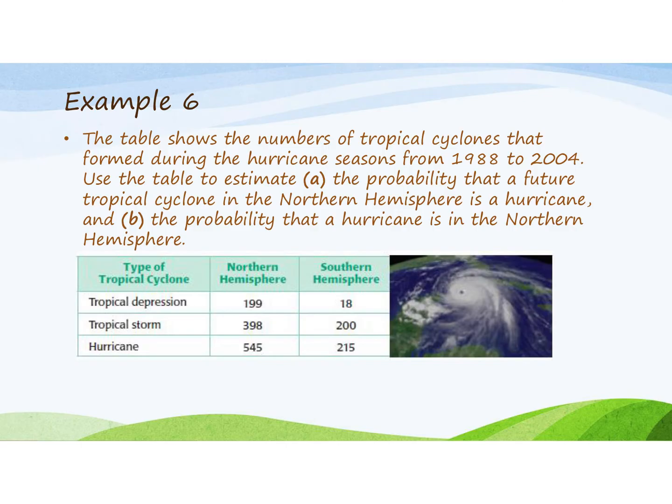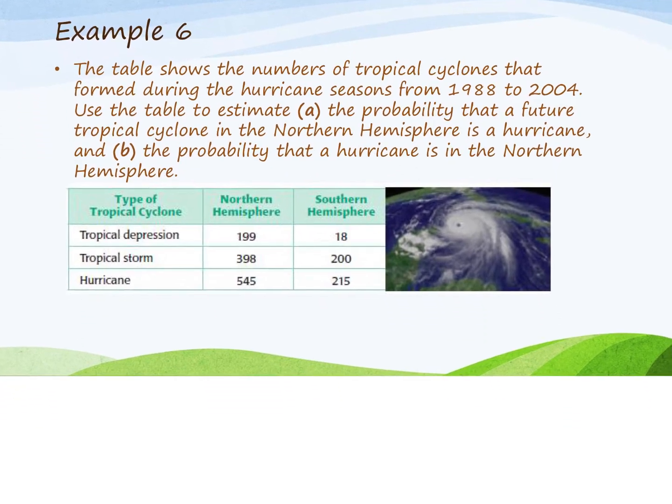Okay, so example 6, it says the table shows the number of tropical cyclones that formed during the hurricane seasons from 1988 to 2004. Use the table to estimate the probability that a future tropical cyclone in the northern hemisphere is a hurricane. And then part B, the probability that a hurricane is in the northern hemisphere. So we're going to be doing two parts here.